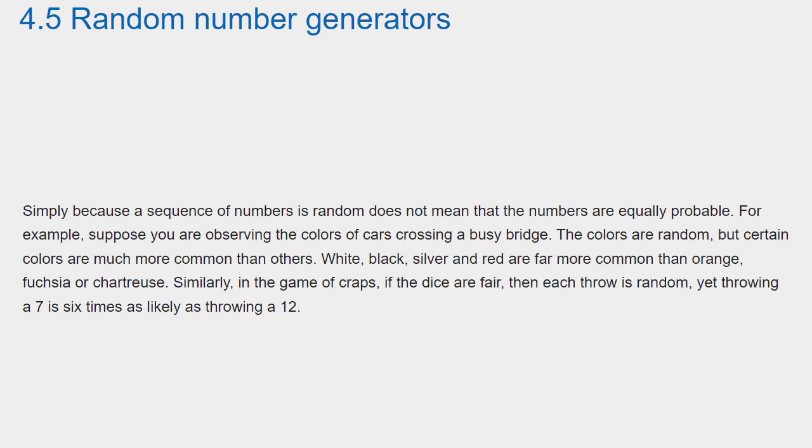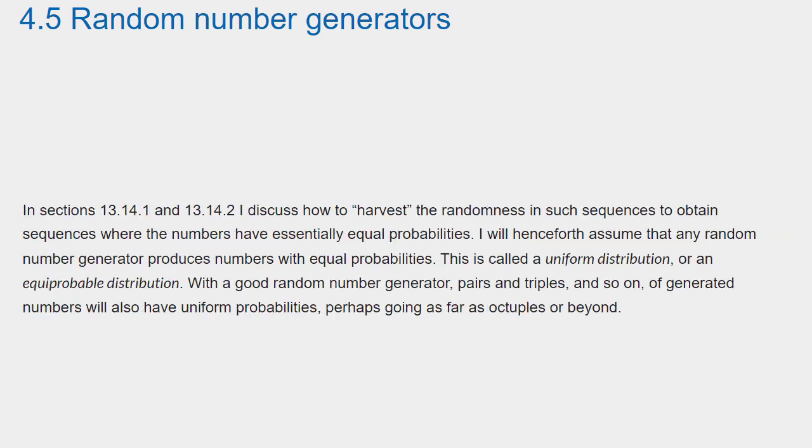Simply because a sequence of numbers is random does not mean that the numbers are equally probable. For example, suppose you are observing the colours of cars crossing a busy bridge. The colours are random, but certain colours are much more common than others. White, black, silver and red are far more common than orange, fuchsia or chartreuse. Similarly, in the game of craps, if the dice are fair, then each throw is random, yet throwing a 7 is 6 times as likely as throwing a 12.